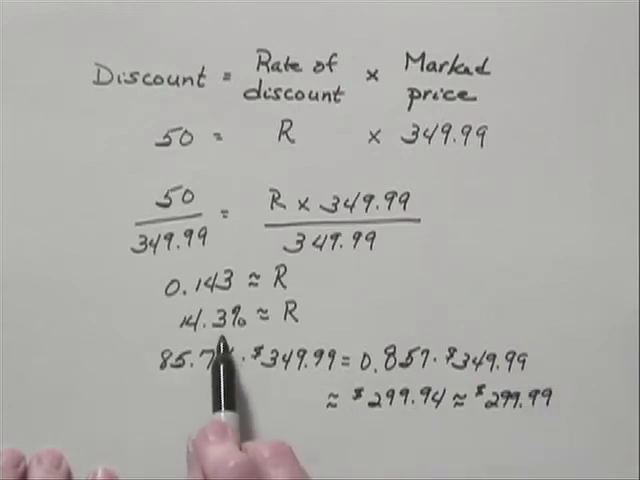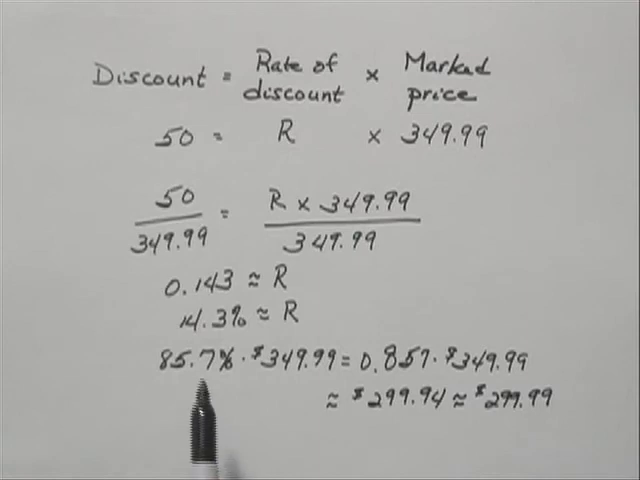And this is approximately equal to the sale price of $299.99. And remember, we rounded to get this percent. So this tells us that the answer is correct. So the rate of discount is 14.3% approximately.